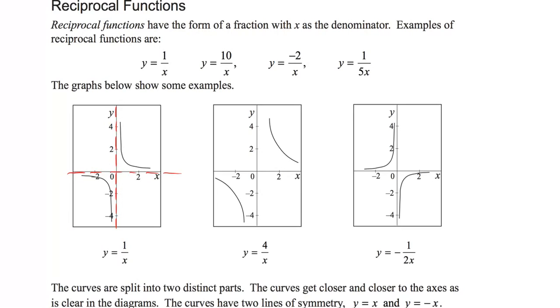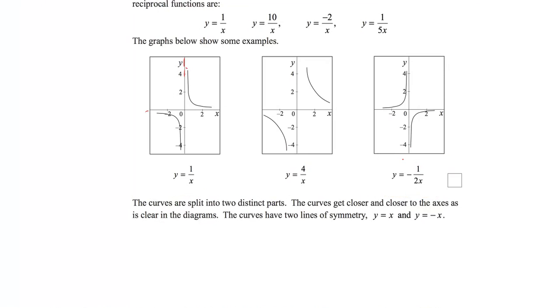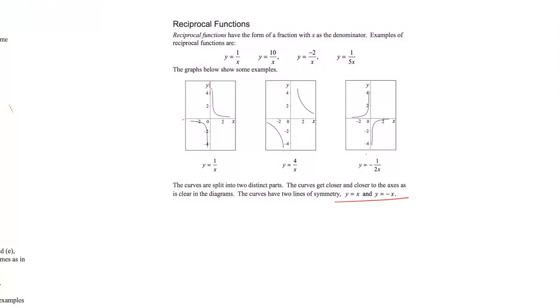And there is a relationship. Rather than being in the bottom left and top right, which is for a positive value, when we have a negative, like in that third example, it's the other way around. It's top left and bottom right. So we can work out some of the shape of the diagram from the algebraic functions. All of these are symmetrical. They all have lines of symmetry along y equals x and y equals minus x.